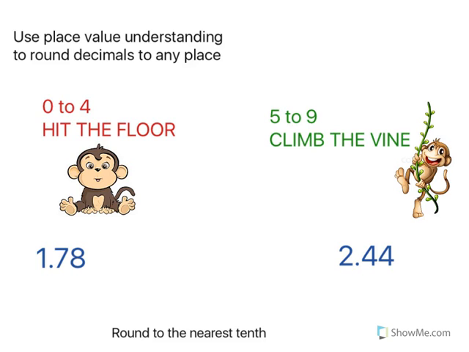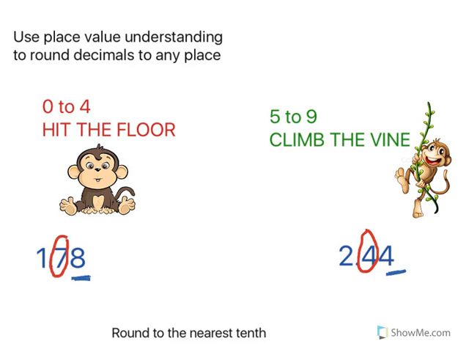For our next concept, we're going to be using all the information we've learned to round. We have a saying when we round: 0 to 4, hit the floor. 5 to 9, climb the vine. In our examples on the bottom, it says round to the nearest 10th. So our 10th position is here. I always like to circle it, especially when I'm rounding, so I round to the correct place. When we round, we look to the place to the right. So we look to our 8 here and our 4 here.